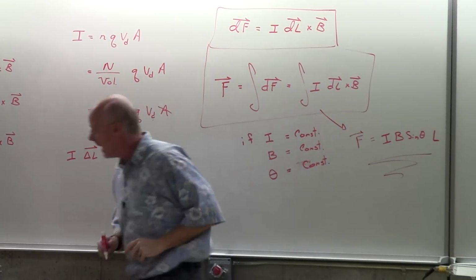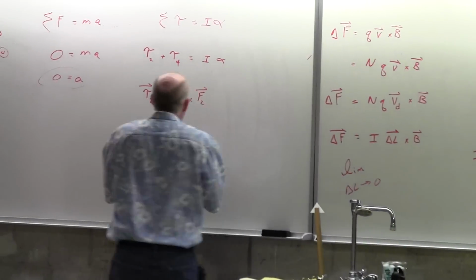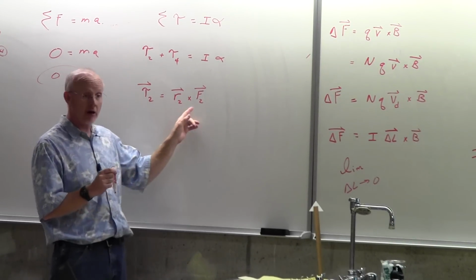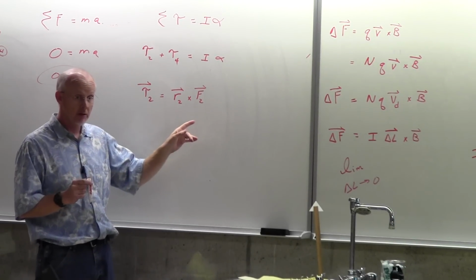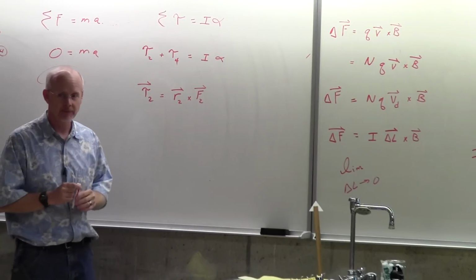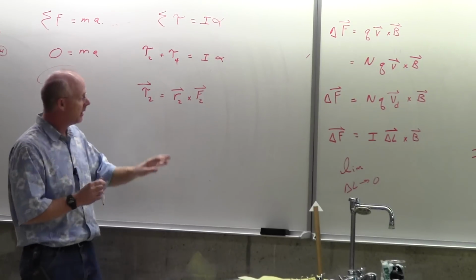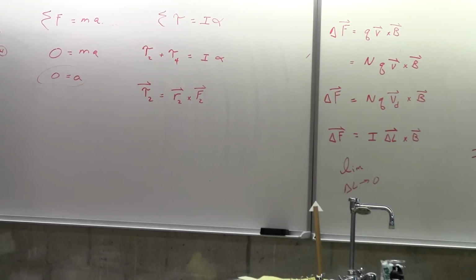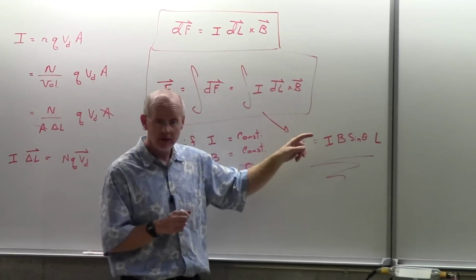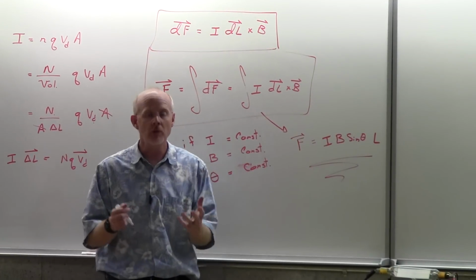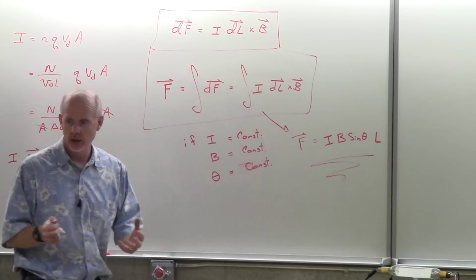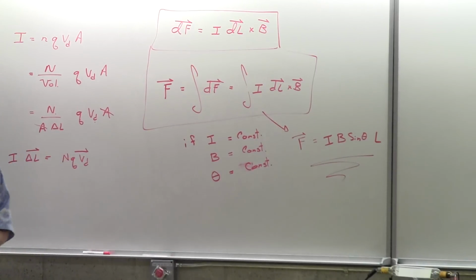In addition to that, I have a torque, which is coming from another cross product, which involves the angle between the R and the F. It's quite possible, and will happen. Is the angle between the R and the F the same as the angle between the L and the B? No. And so don't mix these two.